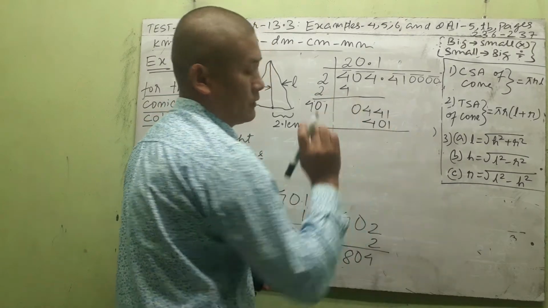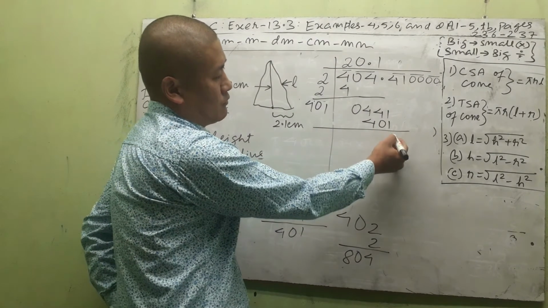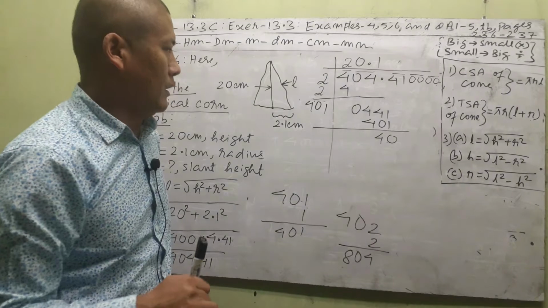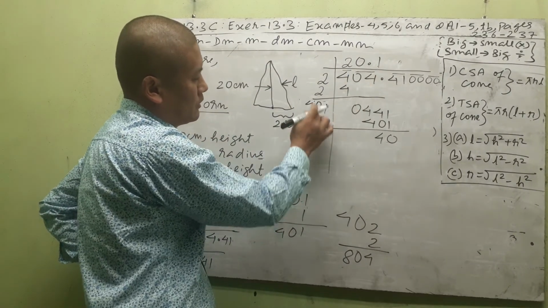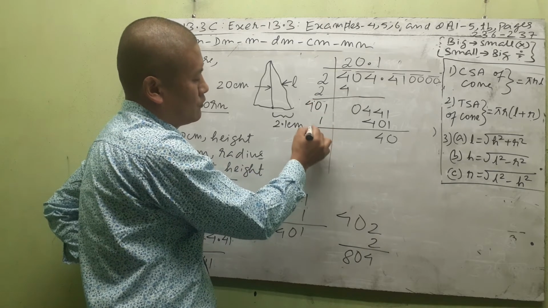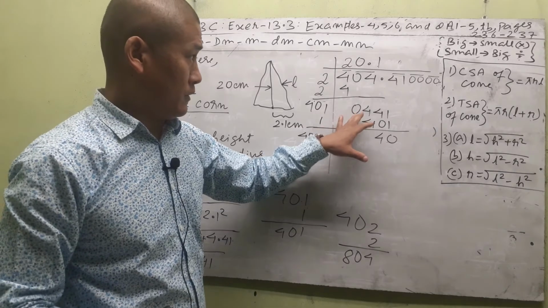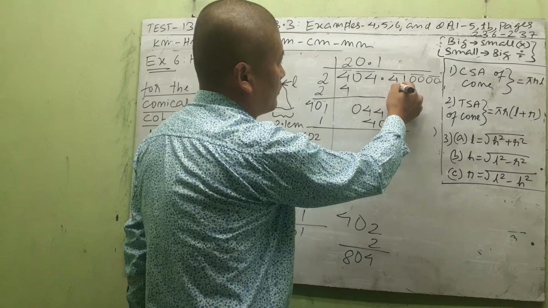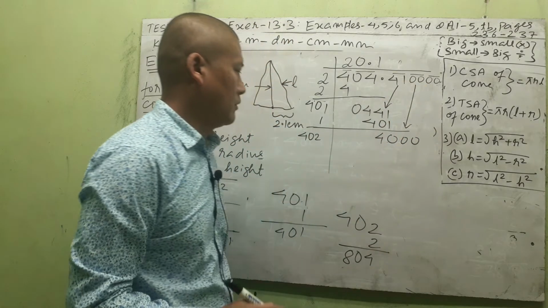I hope you're getting it right. Once we've done that, you subtract: 1 minus 1, 0, 4 minus 0, 4. Done, right? Whatever number you put here, that same number you repeat here. And now add 401 plus 1, 402. Then after that, you finish the division for that period. You bring down the next period, which is 00.